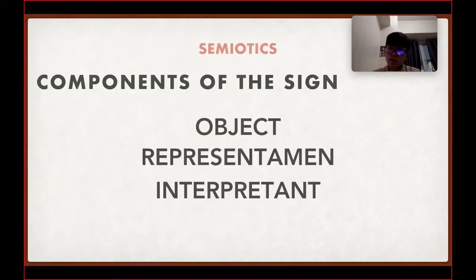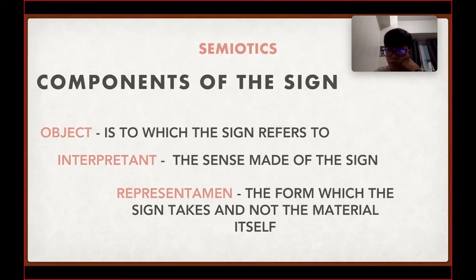Let's go to the components of the sign. While Ferdinand de Saussure introduces the signifier and signified, Charles Sanders Peirce introduced the components of the sign, which is the triadic model. This is the representamen, object, and then the interpretant. Now, let me define what those are. First is the object. It is that to which the sign refers. It is actually what the sign represents.